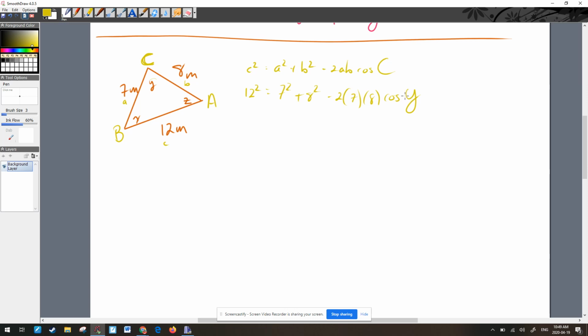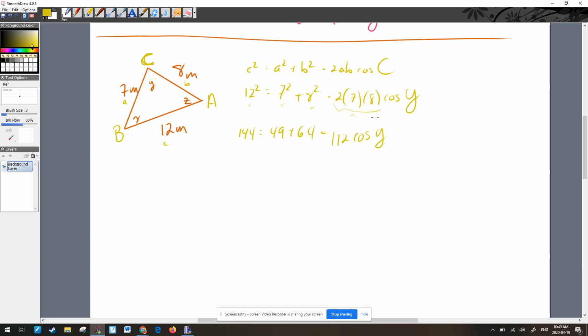Now, finding an unknown angle with cosine law is probably the most challenging of any of the trig functions that we have to do. We have to be really, really careful. So what I would suggest is to simplify each of these numbers. Simplify this, simplify this, simplify this, and this is all one number because it's a product. So we're going to have 144 is equal to 49 plus 64 minus, well, that's 56 times 2, so 112, so minus 112 cosine of y.